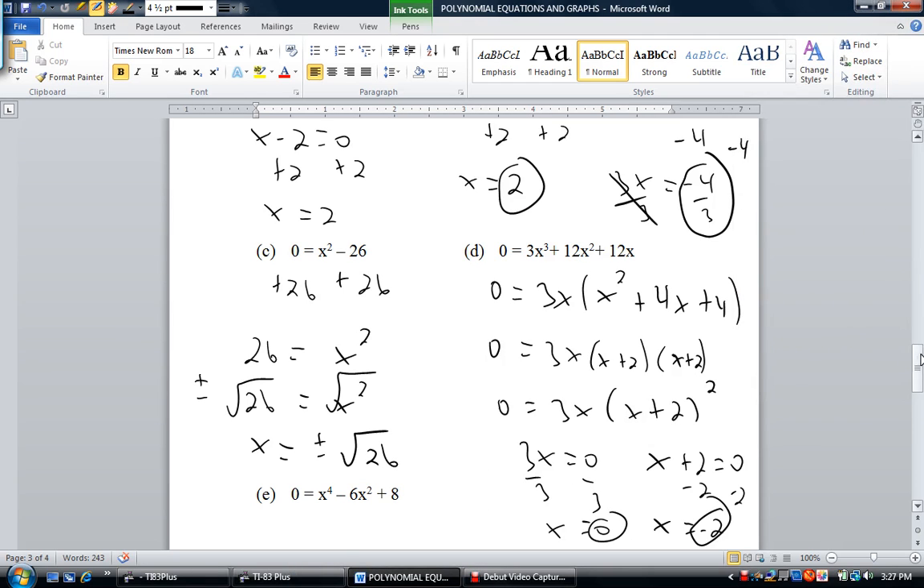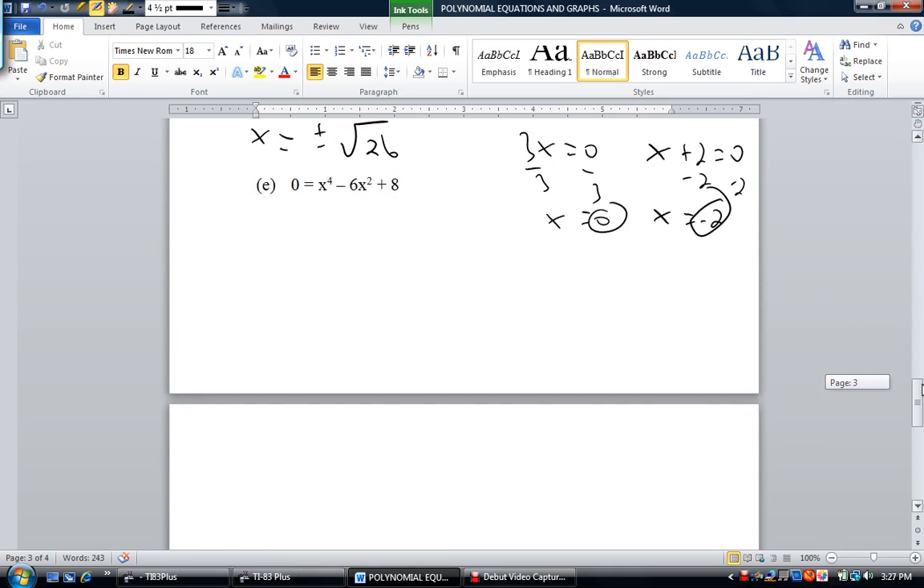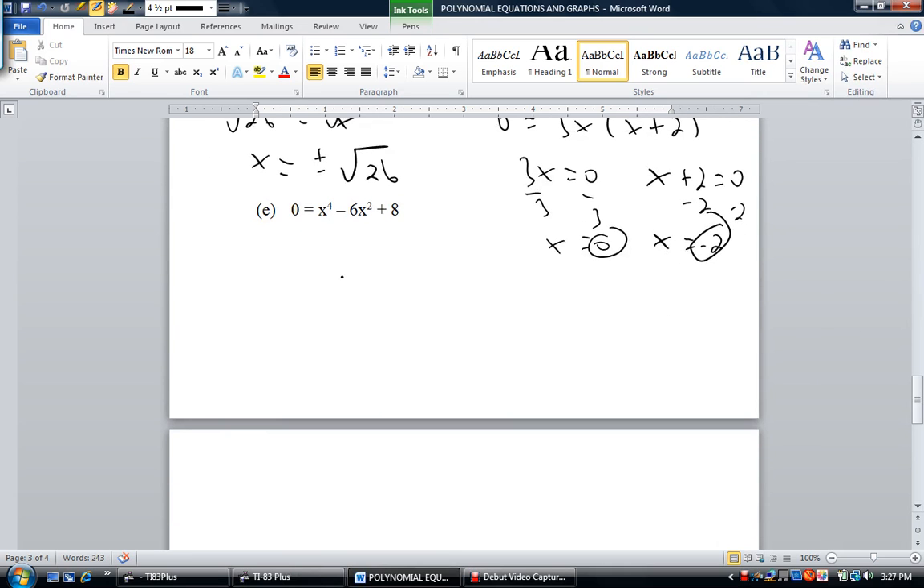Some of your instructors are going to hate me for showing you how to do it with the calculator. And look at that. We got one more to go. This one will factor.